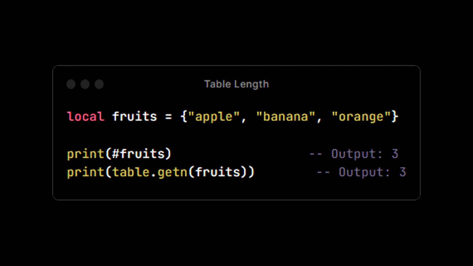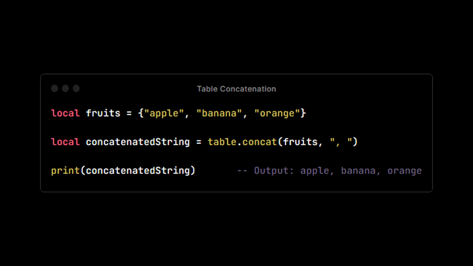Table length. To get the number of elements in a table, you can use the hash operator or the table.getn function. Here's an example. Table concatenation. Tables in Lua can be concatenated using the table.concat function. This function concatenates the elements of a table into a single string using a specified separator.